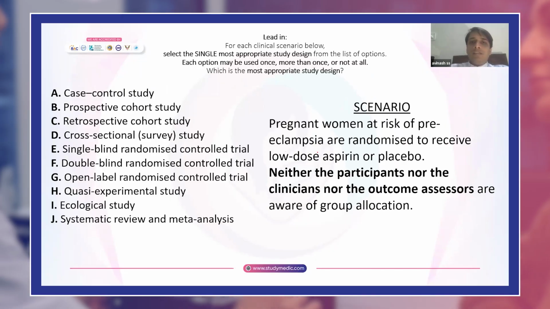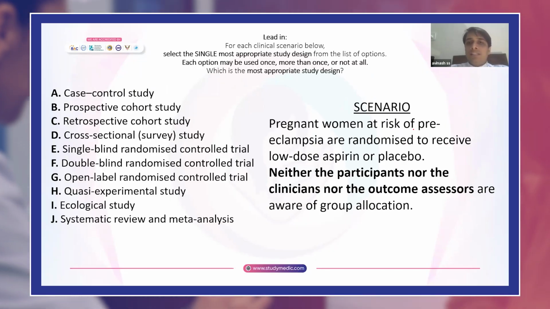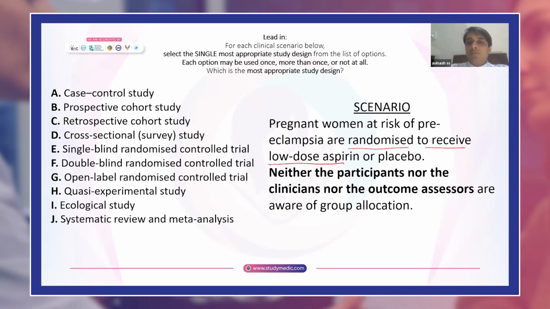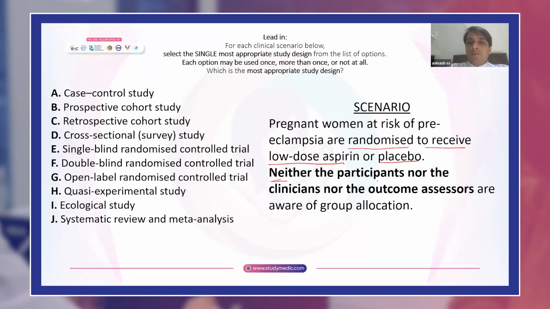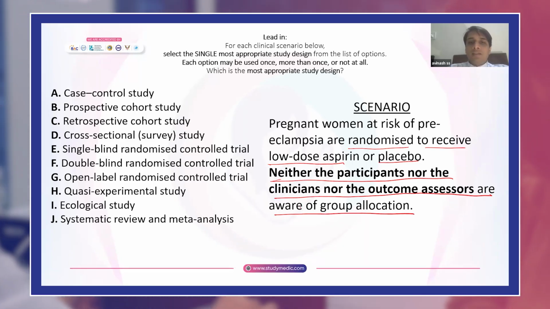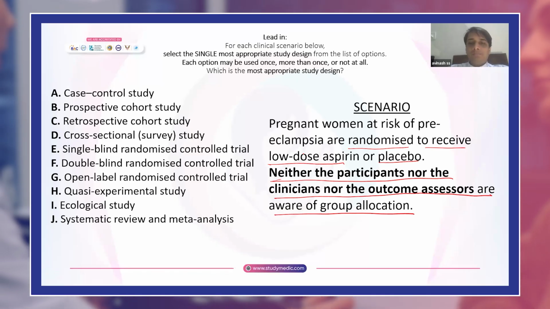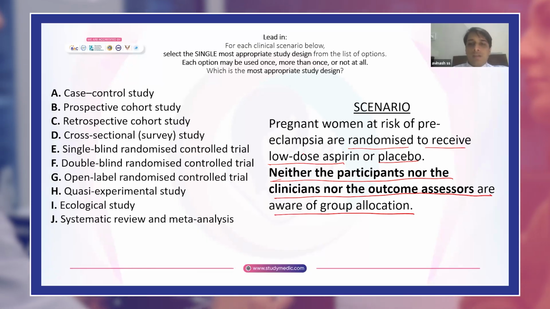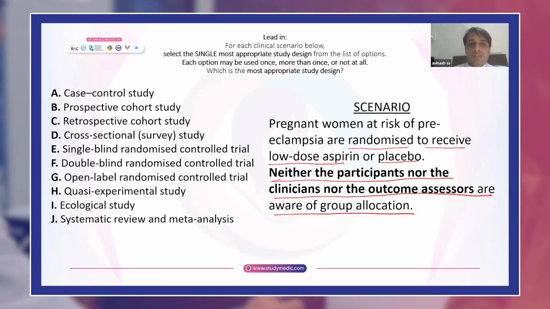Now, coming to another scenario. Here pregnant women at the risk of preeclampsia are randomized in an interventional study to receive low dose aspirin or placebo. These are the two groups. Neither the participants, nor the clinicians, nor the outcome assessor are aware of the group allocations. Nobody knows whether they are receiving low dose aspirin or placebo. Both are given in a similar sachet. Coding is done, so who receives or not will not be known to participants or to the assessors.